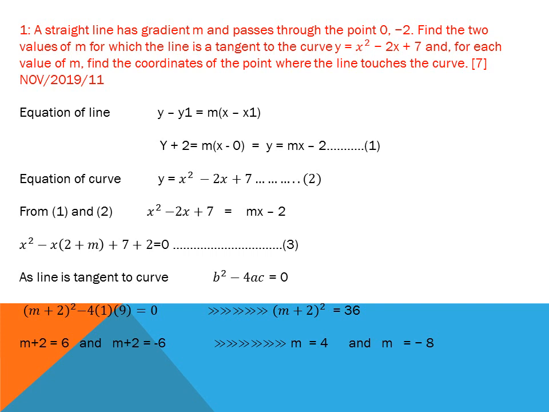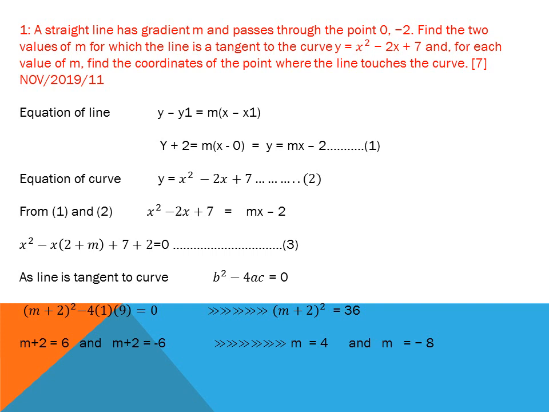It means the discriminant should be equal to 0. Hence, a is 1, b is 2 plus m, and c is 9. I applied all the values in the formula: (m plus 2) whole square minus 4ac equal to 0. So (m plus 2) whole square is equal to 36.